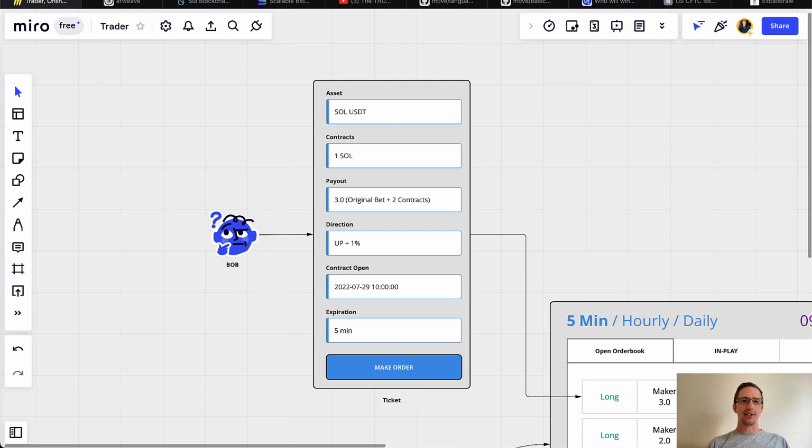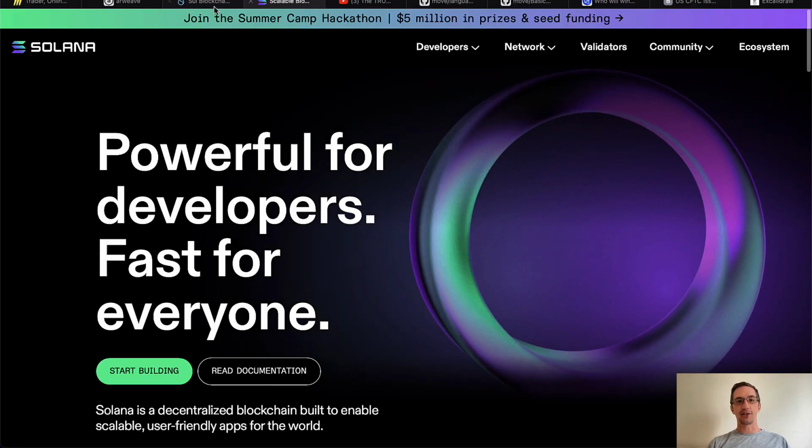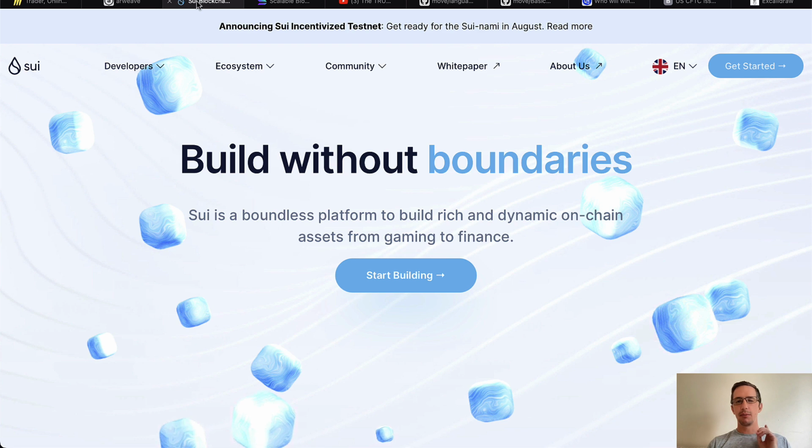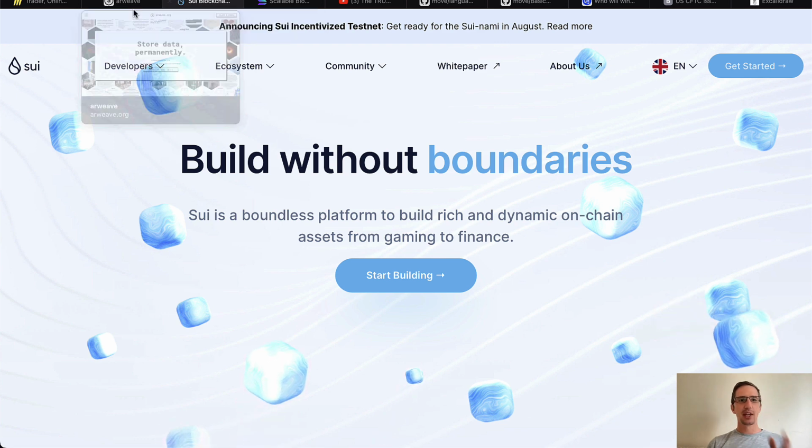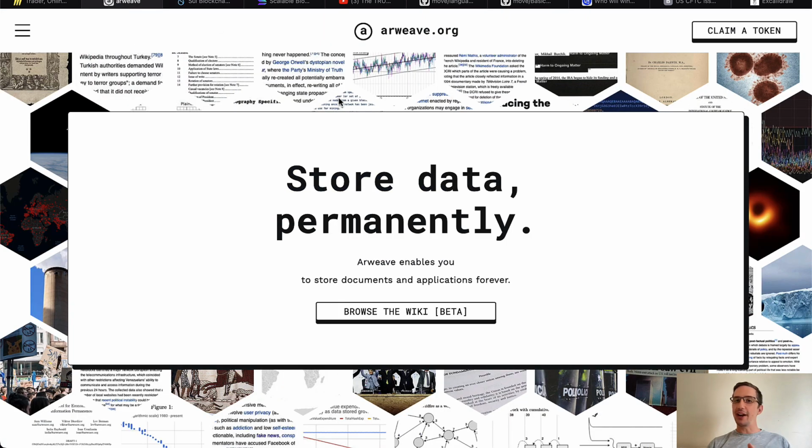So the idea is to build the backend on either Solana or the Sui blockchain, probably the Sui blockchain, and to put the front end, which will just be a file people can download, on Arweave, because it will live there forever. No one can take it down. No one owns it. Everyone owns it.